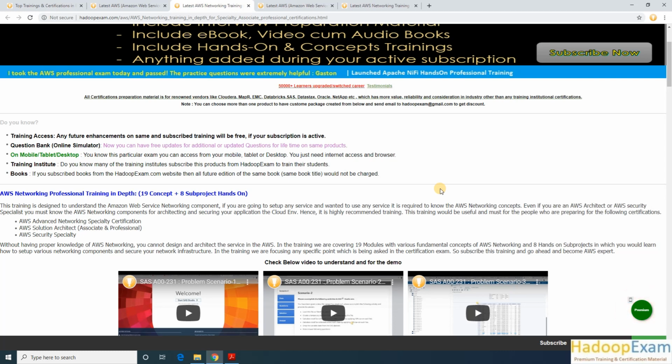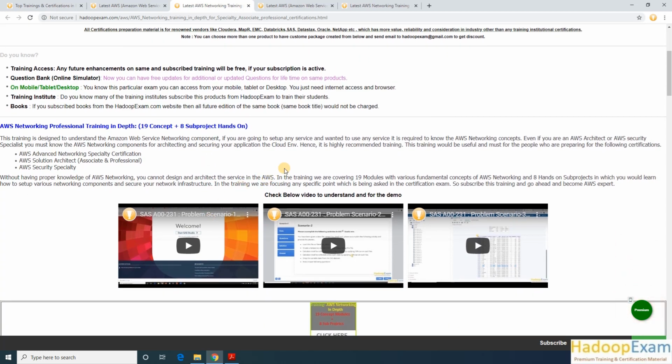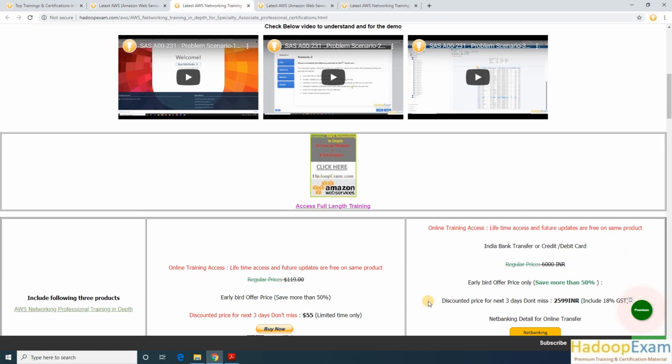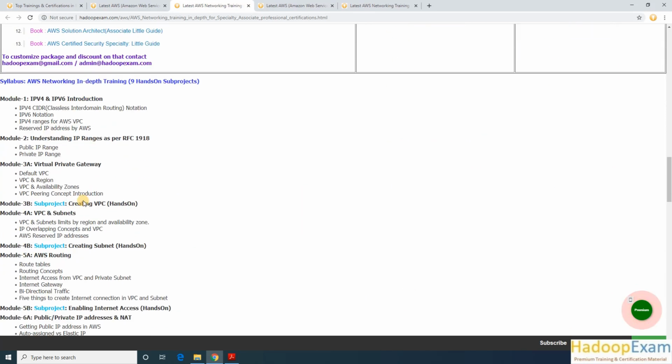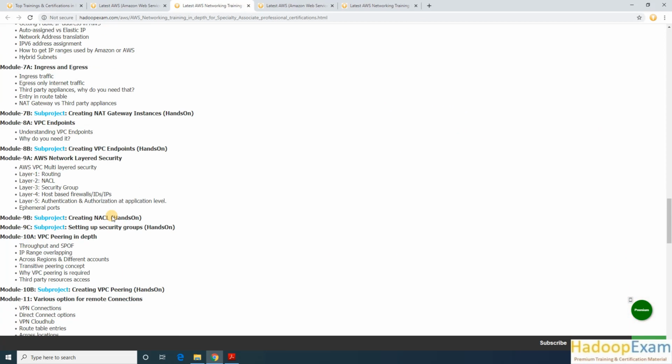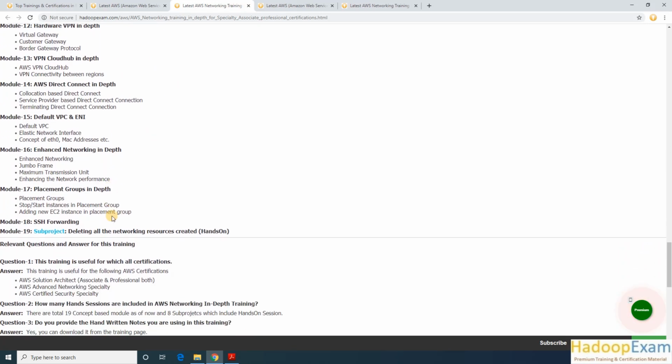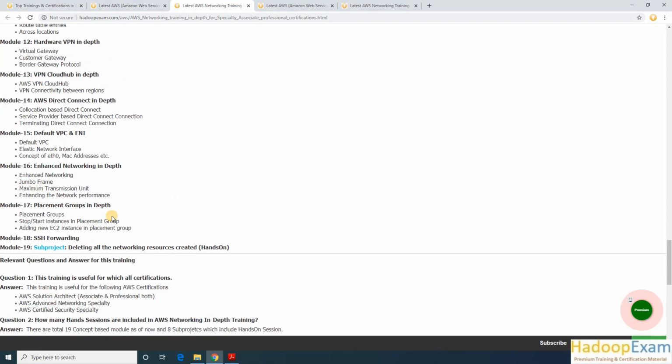So there are a total of 19 concept-based modules as well as 8 sub-project hands-on sessions. So this is what we would be covering. This is the entire syllabus of this training. You can see we have projects in between as well. There are 8 sub-projects we have created as part of this training.